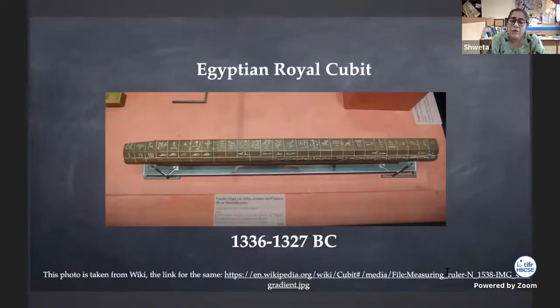So there are lots of scales that you will find in different cultures. I have chosen two cultures to talk about, which are some of the oldest cultures. One is Egyptian, which is an almost 4,500 year old culture. And this scale that you see is called the Egyptian Royal Cubit.